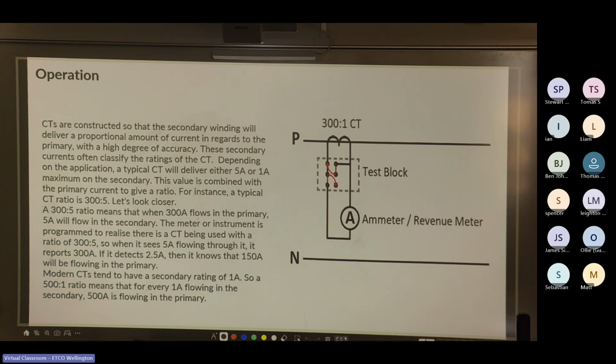So when it sees 5 amps flowing through it, it reports 300 amps. If it detects 2.5 amps, then it knows that 150 amps will be flowing in the primary. Modern CTs tend to have a secondary rating of 1 amp. So a 500 to 1 ratio means that for every 1 amp flowing in the secondary, 500 amps is flowing in the primary. See there, you've got the CT wrapped around your primary, and you've got a test block, and then you've got your ammeter or revenue meter.